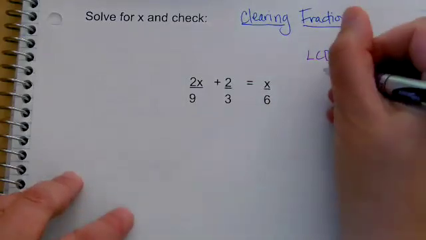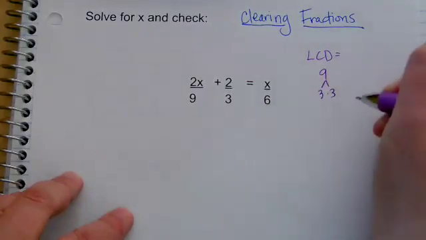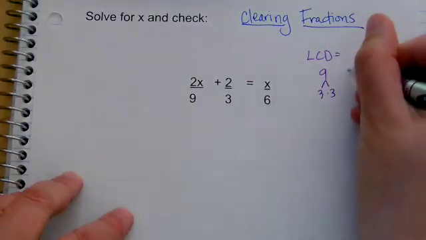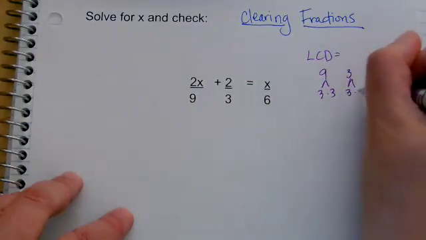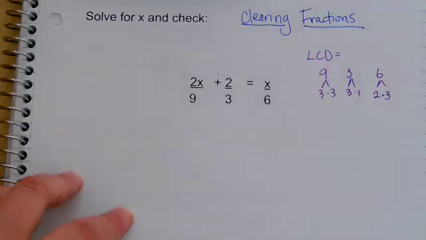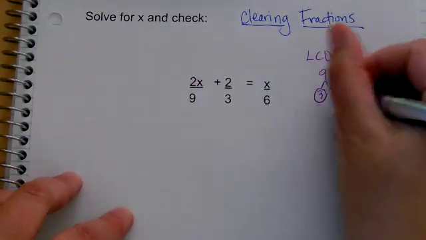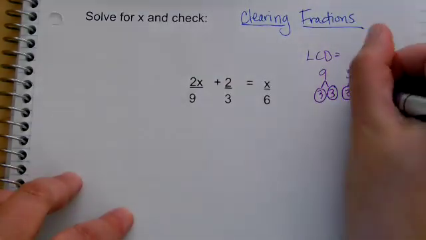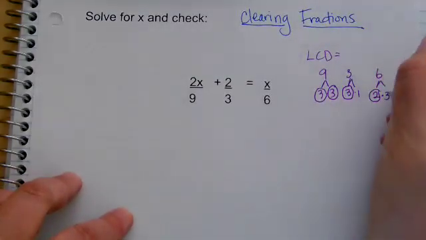Okay, one way to figure this out would be to take 9 and factor it, 3 times 3. Take 3. Well, 3 is already prime, so that's just 3 times 1. And then take 6 and factor it. This is a factor tree, and make it 2 times 3. That's what we call prime factorization. Why prime? Because all of these factors are prime. Okay, we don't really need the 1.